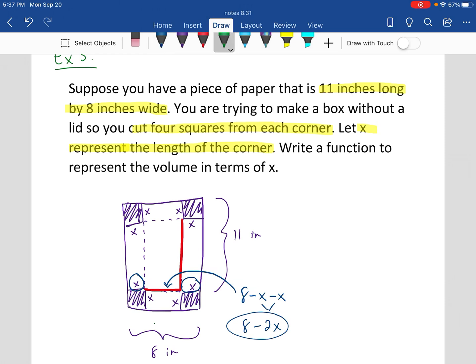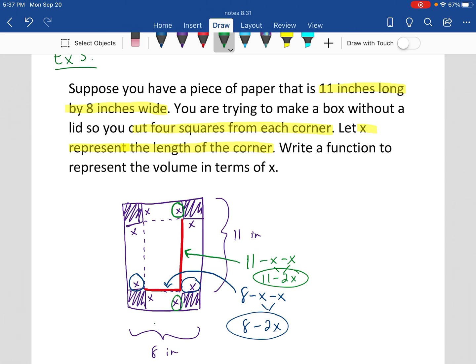And now I need to figure out what this length is. And similarly, we're going to do what we did with the width, right? The length we know is 11 inches, but that's including this x from the top and this x from the bottom. So I'm going to subtract those x's as well, which means that I get 11 minus 2x if I combine like terms.